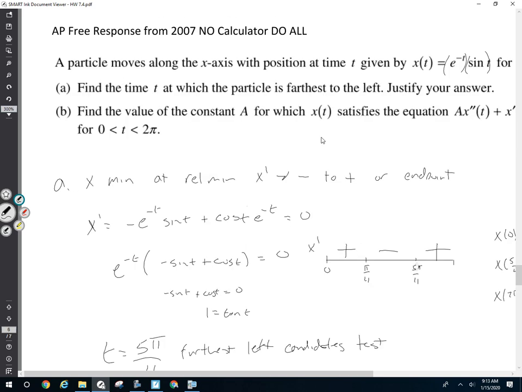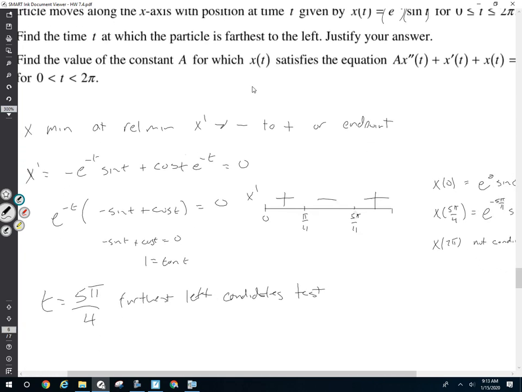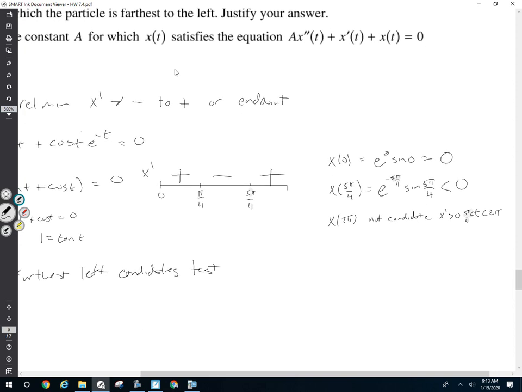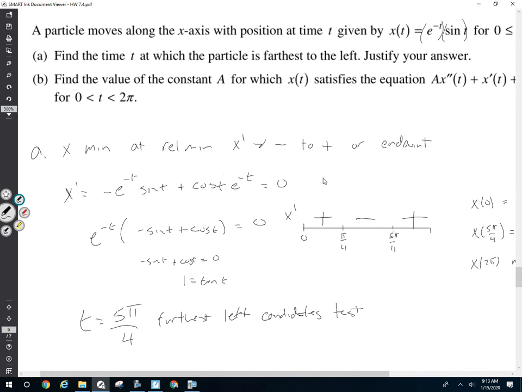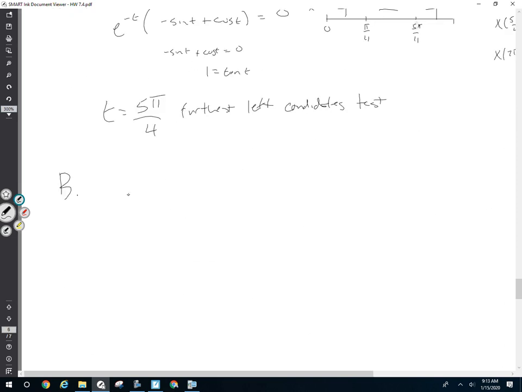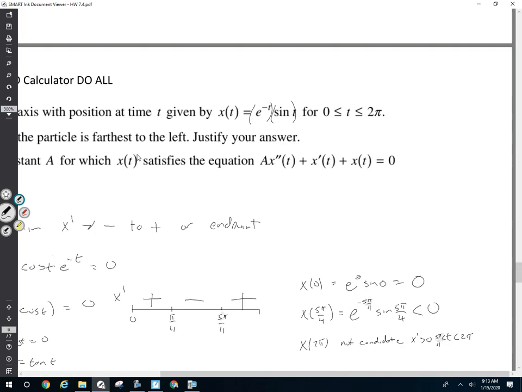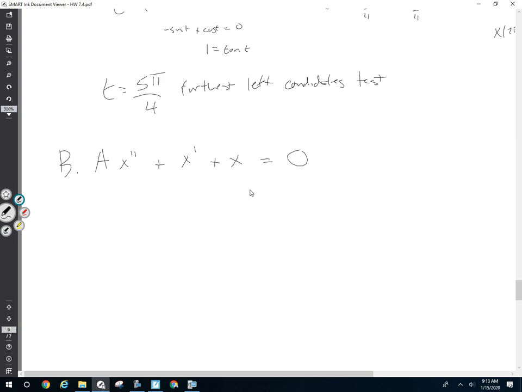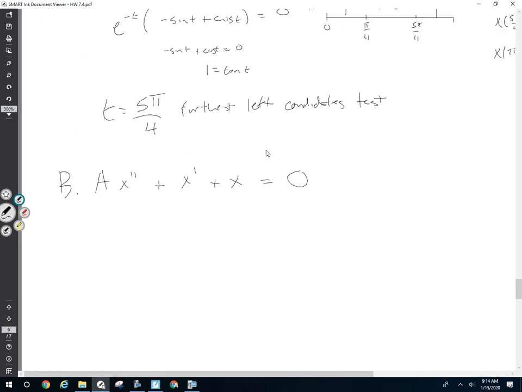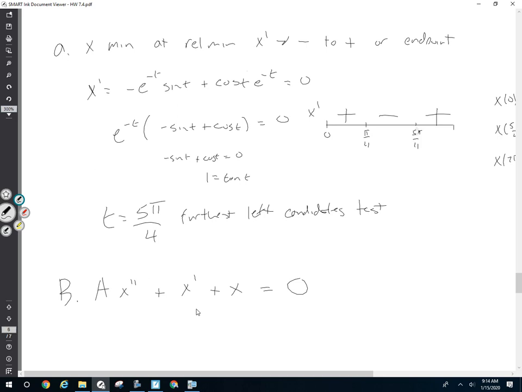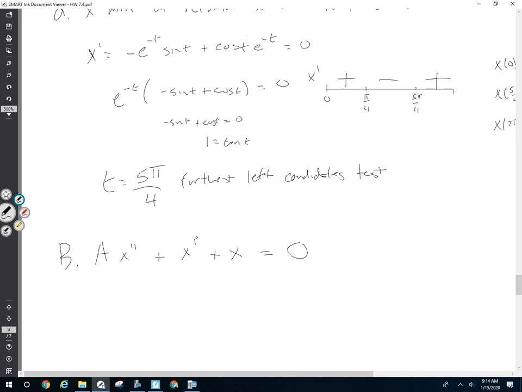Part B, find a value of the constant a for which x of t satisfies the equation a x double prime plus x prime plus x equals 0. So this is tricky. Seems tricky, it's actually not that bad. If we can find what x double prime is and what x prime is, we can plug it into this equation. Watch what happens. Already found x prime.